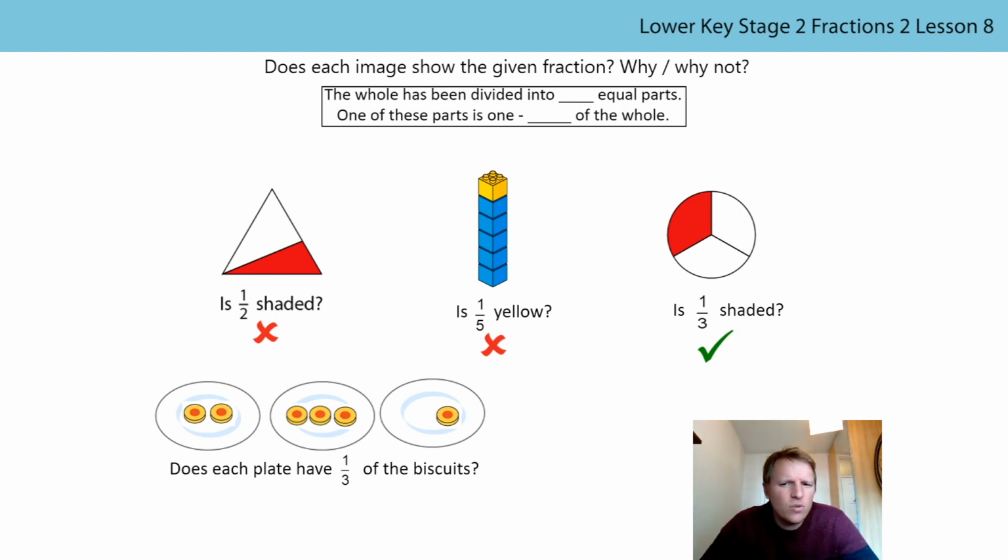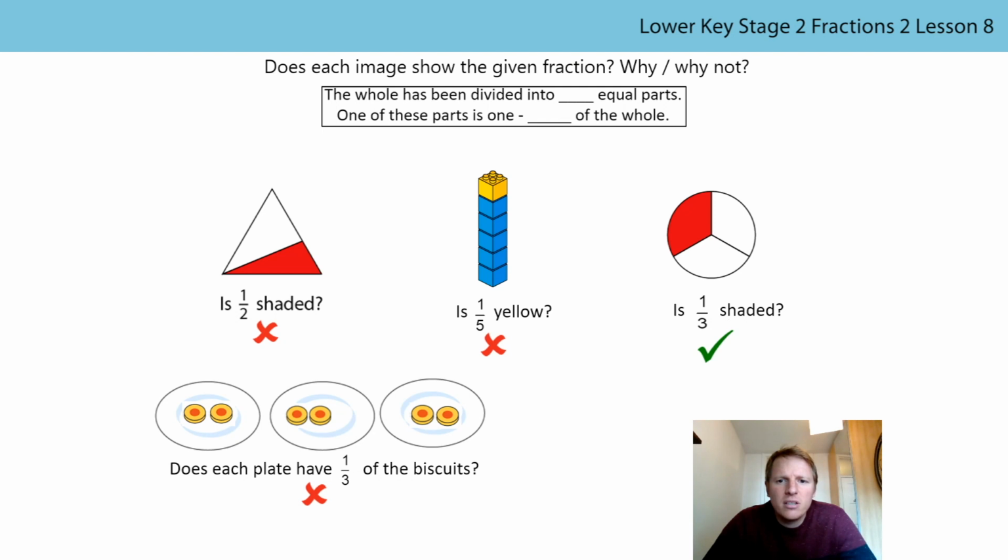Could I change my image though so that they did become equal in size? Which plate would I have to take a biscuit from? I'd have to take it from the middle plate, wouldn't I? Where would I put that biscuit? If I moved that biscuit, let's see that, I've moved the biscuit. Now can we describe them? Now can we see if the statement's true? It wasn't true before because the parts weren't equal, but now I've changed them. Now do we think, does each plate have 1/3 of the biscuits?